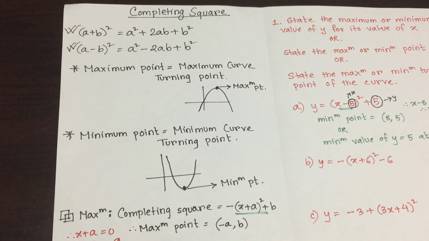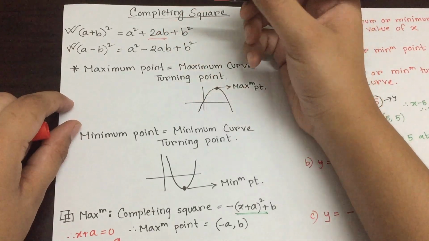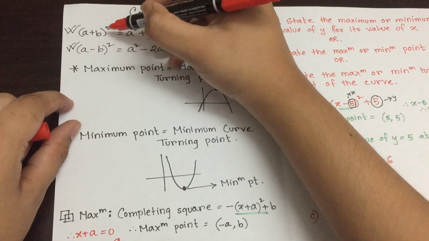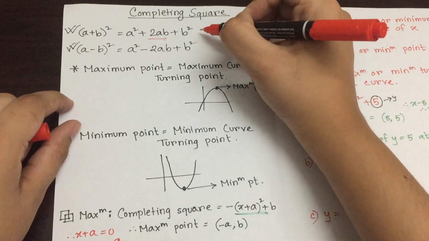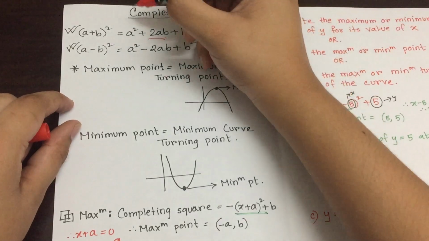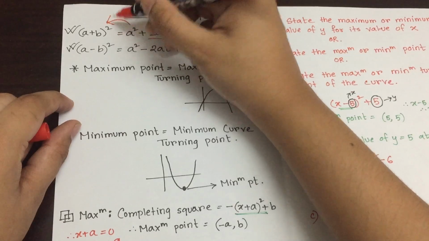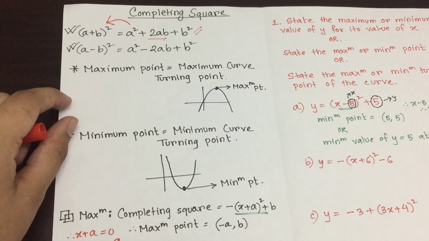So this form is the expanded form, and this one here, as you can see, is the completing square form. You will be given this expanded form and will be told to convert it to this form, which is basically the completing square form. We have to do the reverse case here.